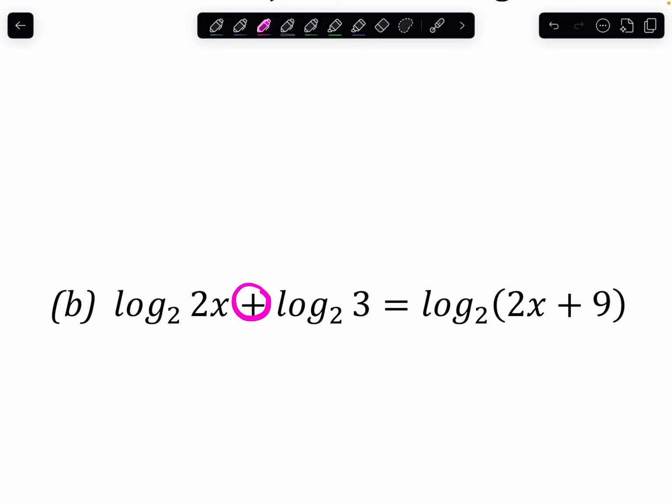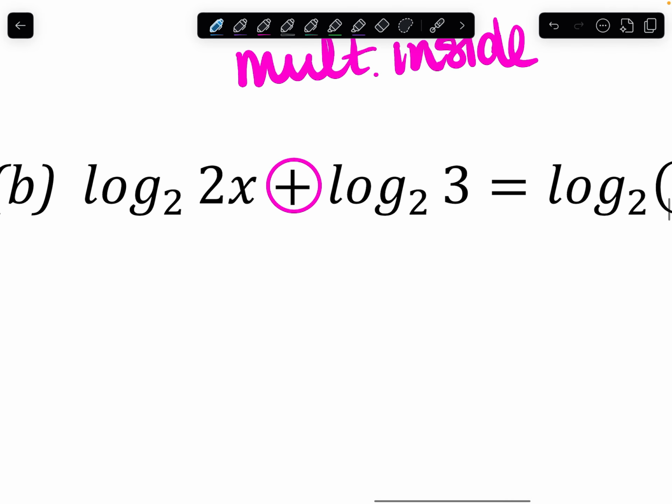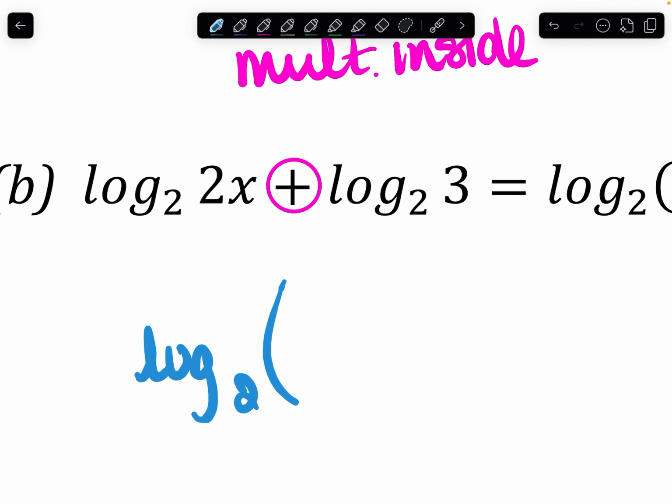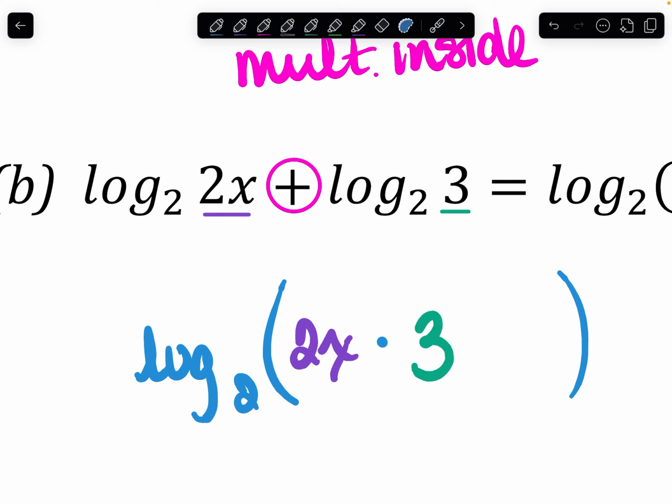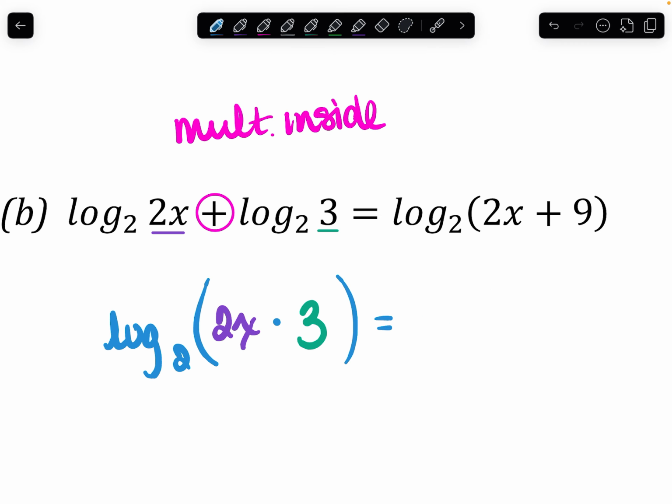So this is going to use that condensing property. Write it as a single log. Plus between two logs translates to multiply inside. So I am going to write one log base 2. I'm going to open a set of parentheses and I'm going to take the two insides. So inside number 1 is 2x. We are going to multiply, and then we're going to go get inside number 2, which is 3. And we're going to multiply by 3. That was a large set of parentheses. I didn't need it to be that big. And the other side, we're just dropping down.